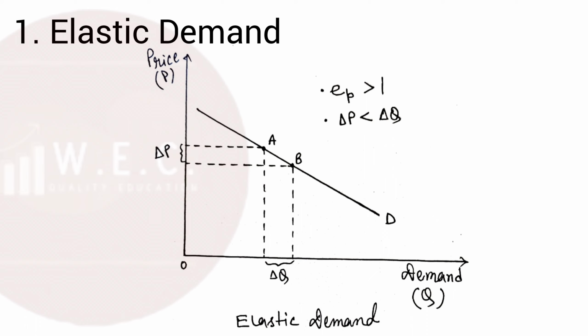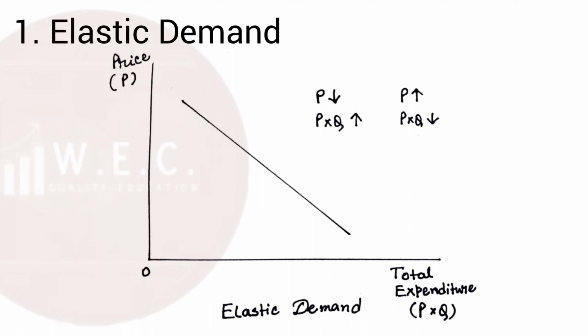This is the curve showing the relationship between elastic demand and price. It becomes flatter. Here, quantity demanded is changing more than proportionately to the change in price. So, the total expenditure curve for this demand will be downward sloping. That is, if price rises, total expenditure falls. If price falls, total expenditure rises. This is the case of elastic demand.